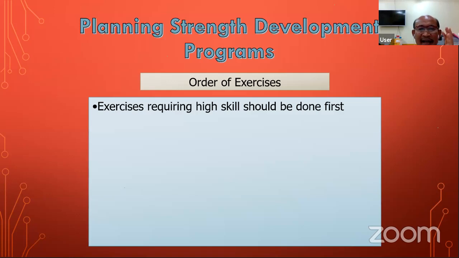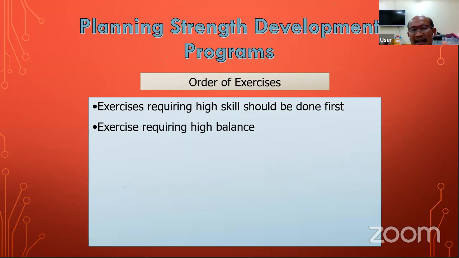The exercise that requires high skill should be done first. Very high skill means you use so many movements at the same time. You have to do this exercise first. Second one, exercise that requires high balance, like the single leg squat. If you want to do the squat, you have to do a single leg squat first, and after that you can do normal squat.